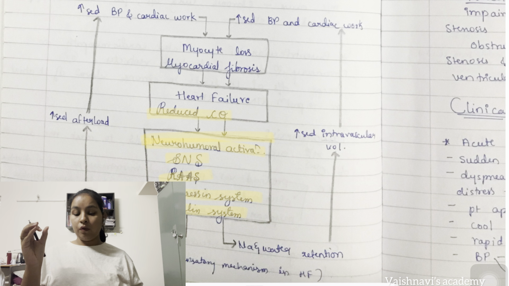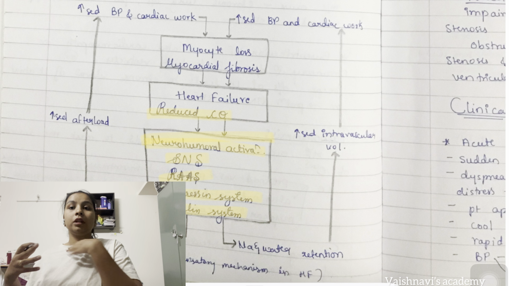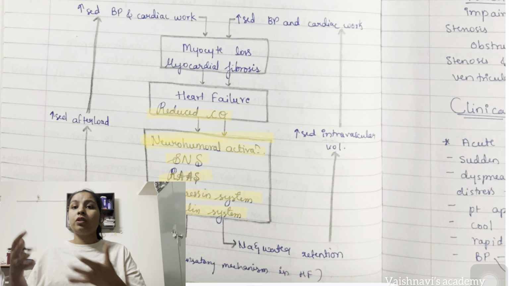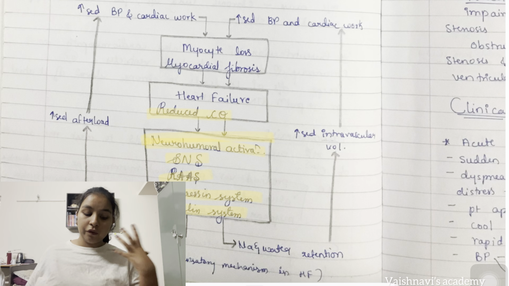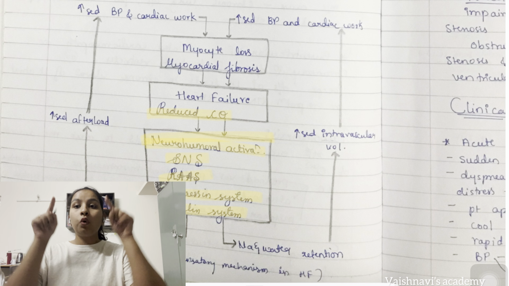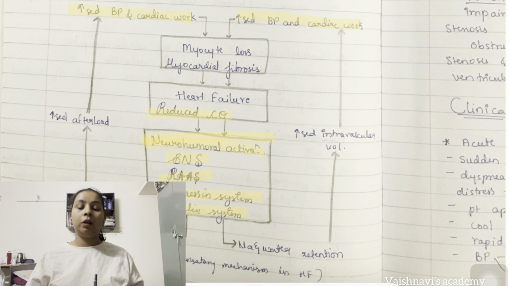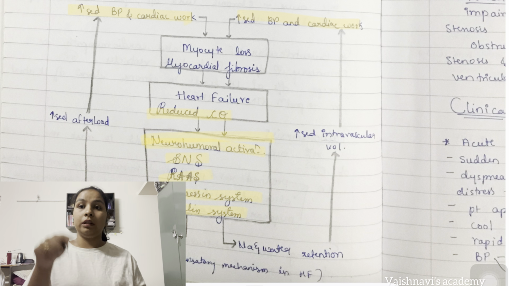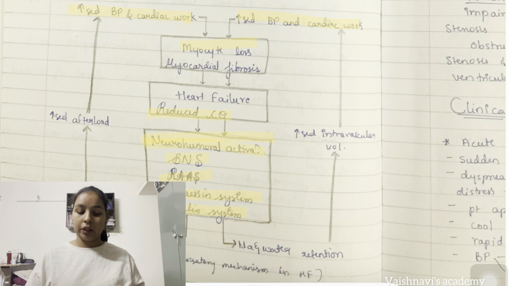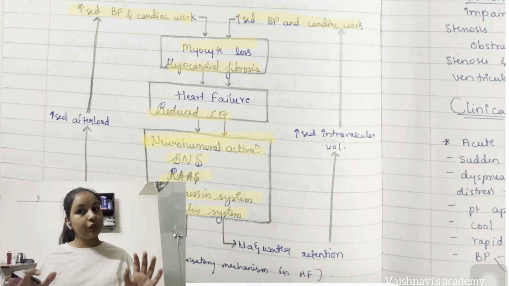So what will sodium and water retention do? It will increase intravascular volume. Since water is increasing, intravascular volume is increasing, and if vasoconstriction is happening, it will increase the afterload. These both will eventually increase the BP and cardiac work. We already know that our heart is already failing. Since there is increased BP and increased cardiac work, what will it do? Myocyte loss, which will lead to myocardial fibrosis. Hence, this is again a vicious cycle.